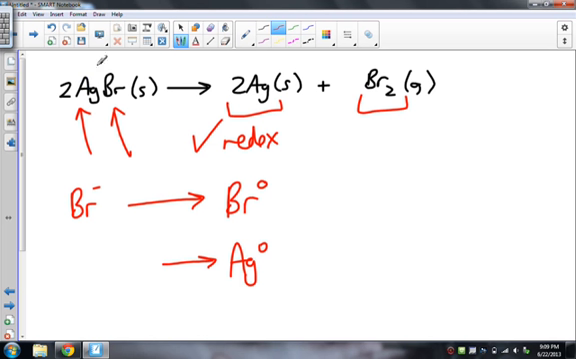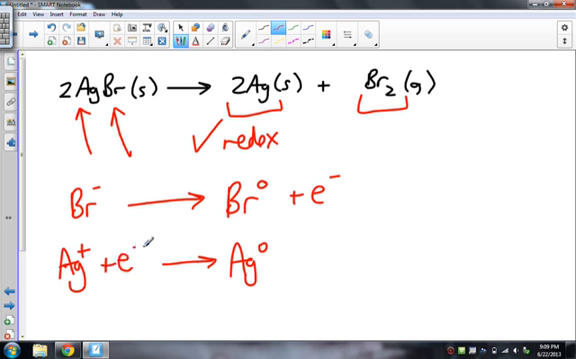However, it's not on its own to begin with. If bromide was -1, silver must be +1. So we're going from negative to 0. So this guy must be losing an electron to go from -1 to 0. And that is exactly what is happening. The silver plus is going from +1 to 0, meaning it's gaining an electron.